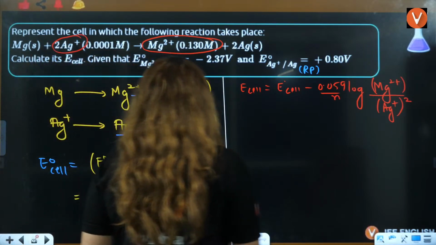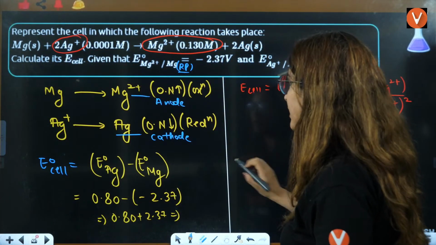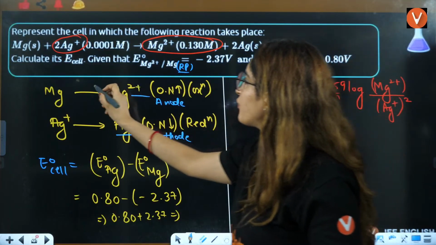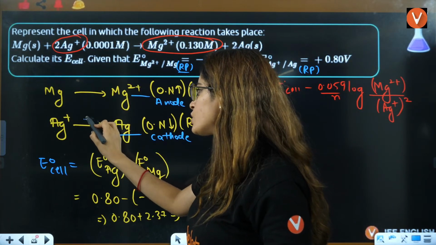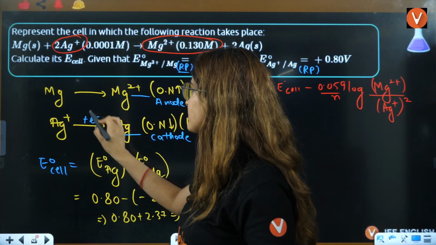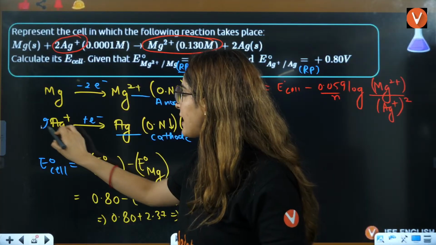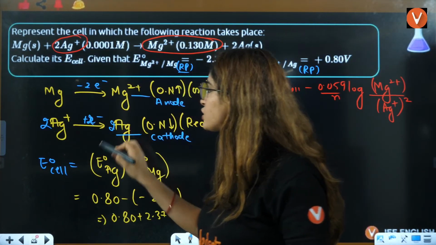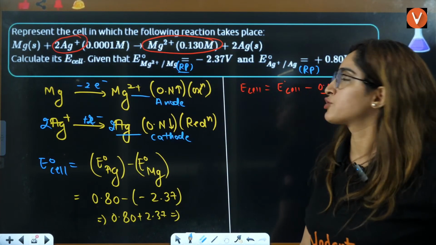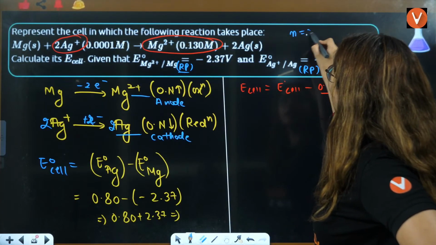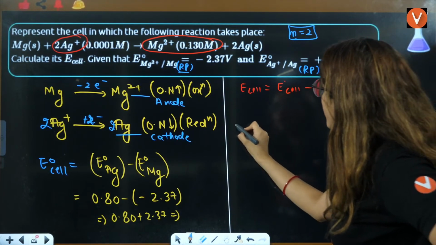Now, what is the value of N? Guys, what is the value of N here? Here it is gaining, sorry, it is gaining 1 electron. Here it is losing 2 electrons. You will multiply this with 2 and hence you will have 2 electrons, that is, it is losing and gaining. So N will be equal to 2. So you can put it here.